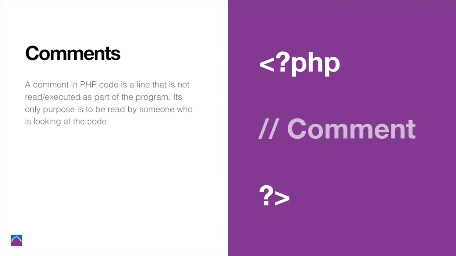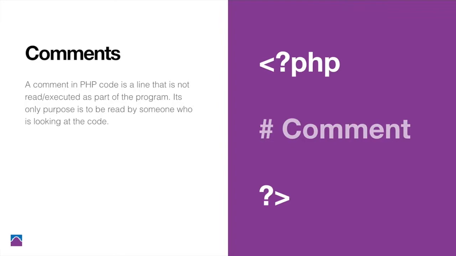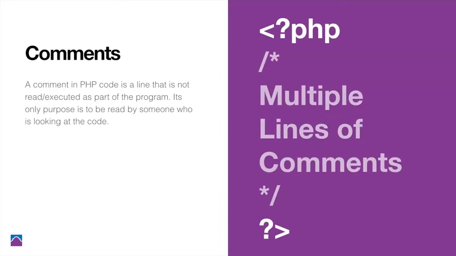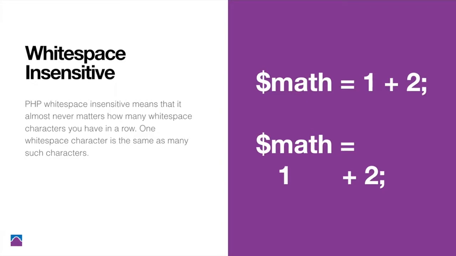So you can do that with 2 forward slashes. You can do that with the hashtag. And then you can do multi-lines with forward slash and an asterisk. So you can write as much comments as you want. So that's a real essential workflow, I think.